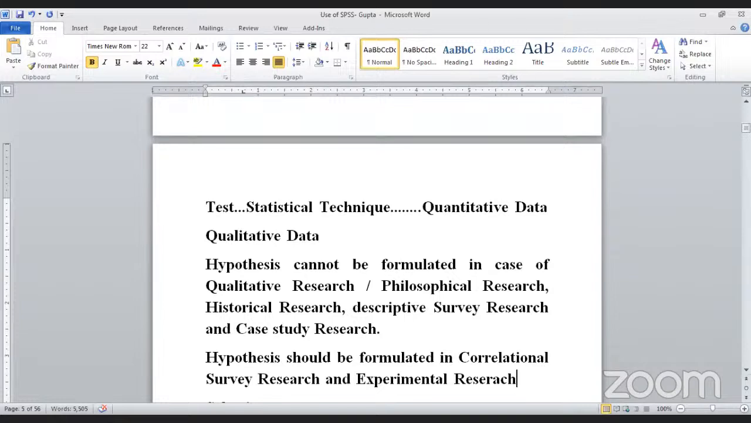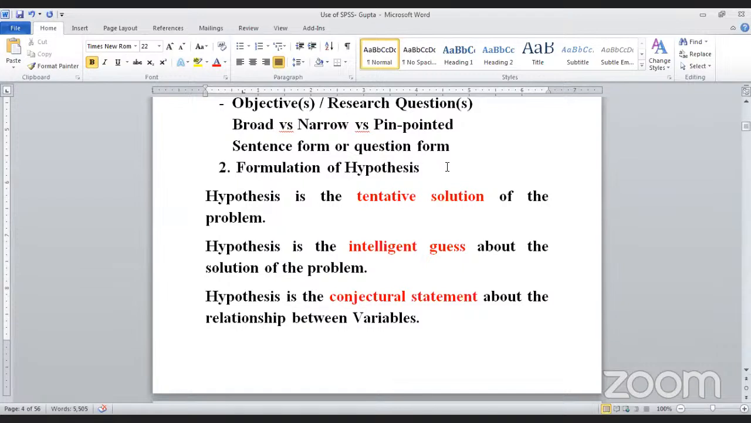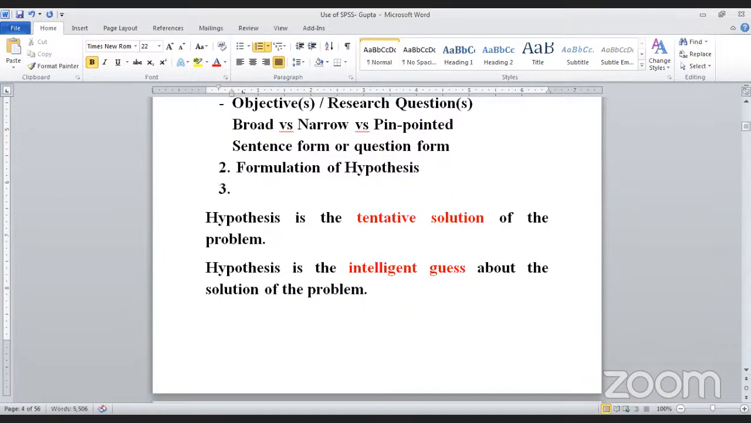Otherwise, the second step will not be there if you are doing philosophical research, historical research, descriptive survey research, or case study research, or if you are doing pure qualitative research. So therefore, the second step is an optional step. Now, in those researches where formulation of hypothesis is the second step, then the third step is the data collection.